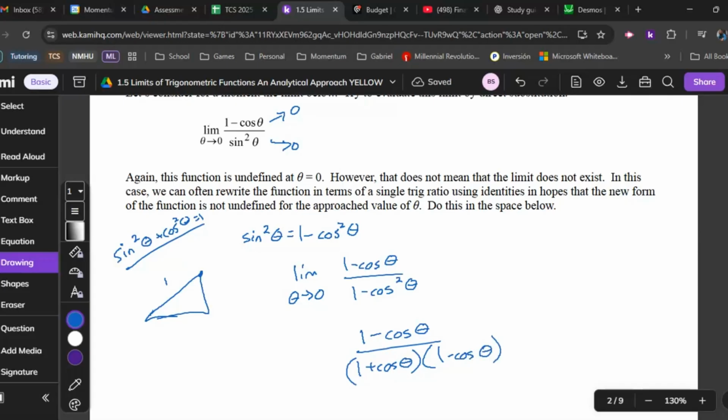Well, I didn't change the numerator. The denominator is a difference of squares, so I simply factored it, which you've got to be good at in this class. Right, Sophia?